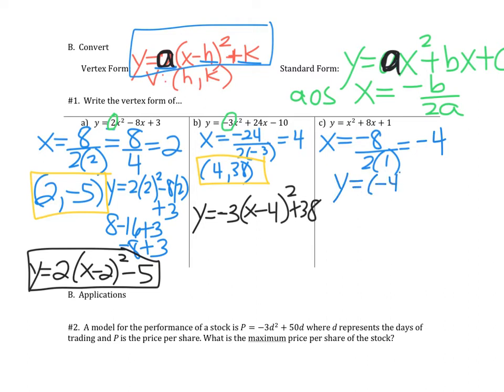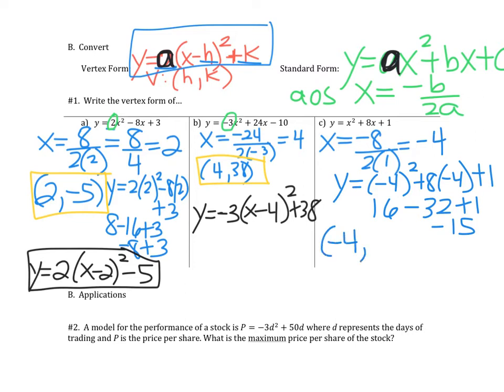And if you put that in your calculator, make sure that you put parentheses around the negative when you square it. So that would be 16 minus 8 times 4 is 32 plus 1. So that would be negative 16 plus 1 is negative 15. Okay, so we have negative 4, negative 15. There's my vertex, and once again, there's my a. It's just 1 this time.